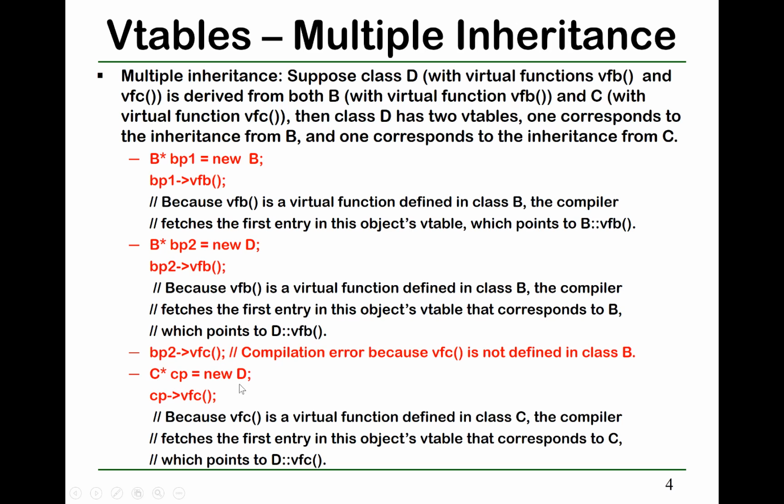Now let's take a look at this case. This is a C pointer pointing to a class D object, and we call vfc on this C pointer. That is fine, because vfc is a virtual function defined in class C. So the compiler fetches the first entry in this object's vtable, which is class D's vtable that corresponds to C. Again, class D has two vtables. One corresponds to class B, and another corresponds to class C. And the first entry in class D's vtable that corresponds to C will point to the D implementation of vfc.